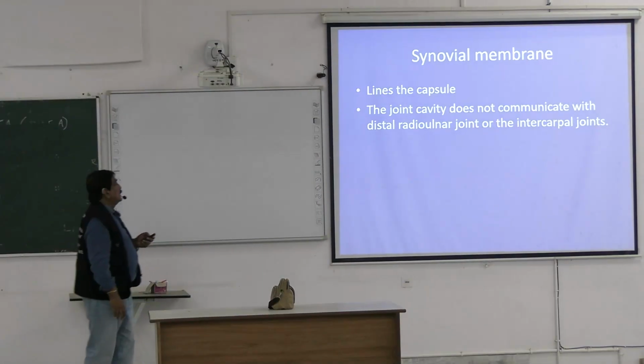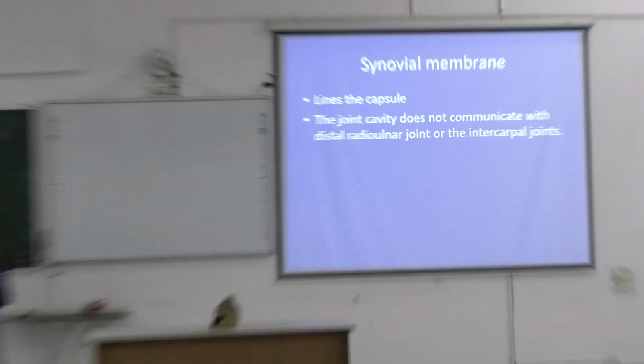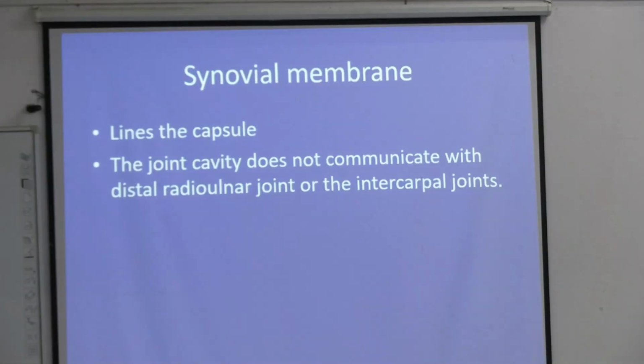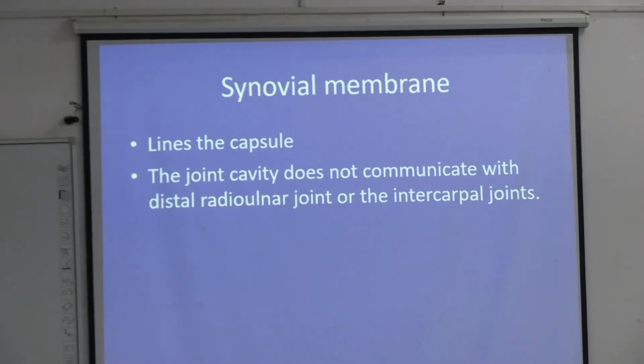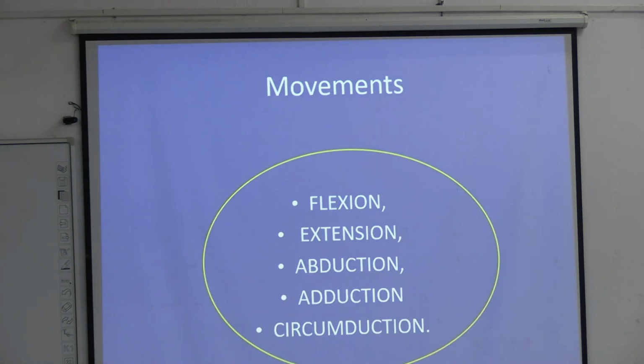Synovial membrane lines the capsule. The joint cavity does not communicate with the distal radioulnar joint or the intercarpal joint. Now, it is lined by a capsule. So the joint cavity does not communicate with the distal radioulnar joint or the intercarpal joint. These intercarpal joints, they don't communicate.